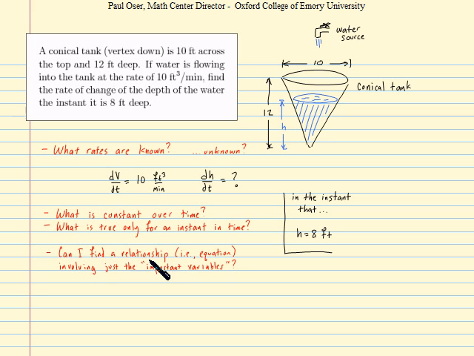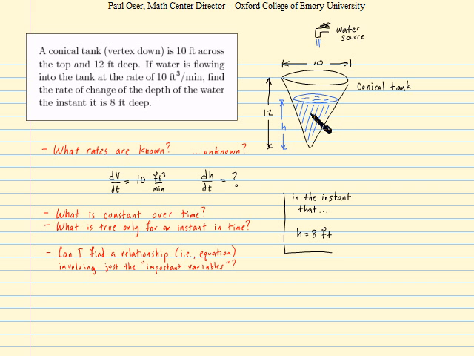Can I find a relationship, and by relationship I mean an equation, involving just the important variables? And what are the important variables? They're the variables for which you either have a known rate or you're looking for a particular rate. Okay? So we're talking about V and H here. It may be that we'll have to introduce some additional variables to finish off this problem.